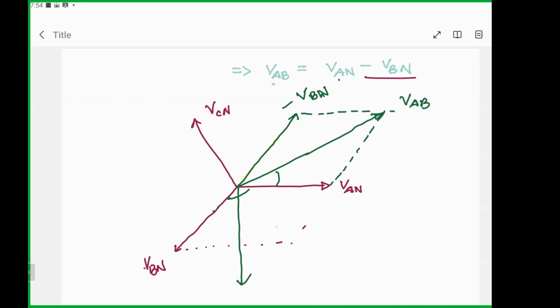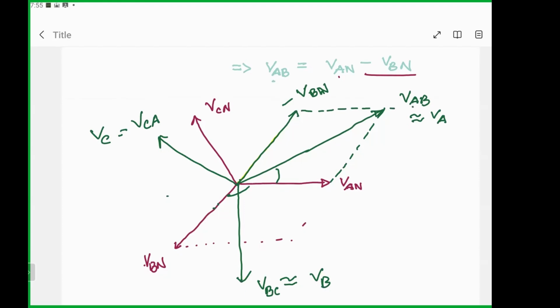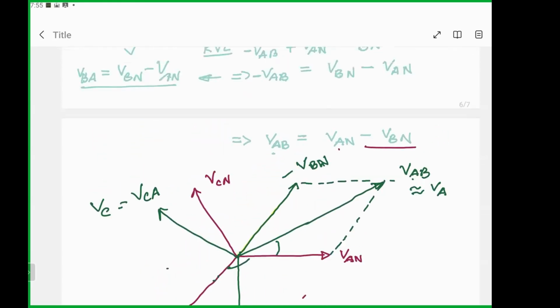You have to extend this one, then VBN minus VCN will be VBC. And this one would be 30 degree away. So this will be the extension of this one. So VCA. Okay, so based on the first letter, we can write down this is VA, this is VB, and this is VC. Okay, that makes sense? Yeah. Okay, so this is the clarification of this.